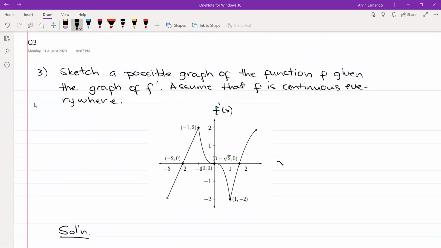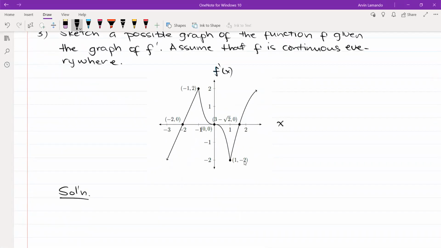So how do we find the critical numbers of f? We find the critical numbers of f by looking at the zeros of f prime and the points where f prime is not defined. However, as we can see from this graph, f prime is defined everywhere. So we should only look for its zeros.